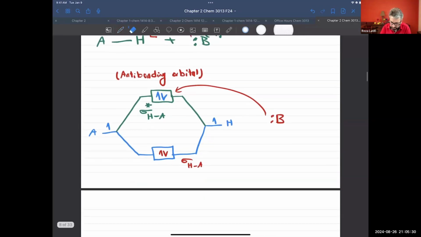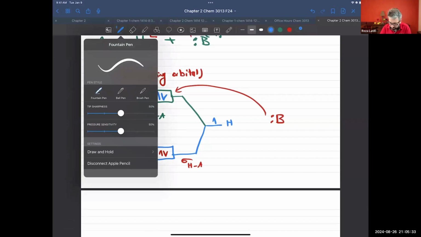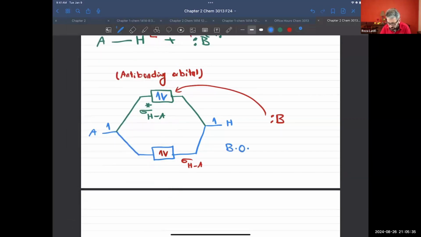Now calculate the bond order for HA. It will be 2 minus 2 divided by 2. It will be 0. What does it mean? It means we broke the bond. The AH bond is gone.